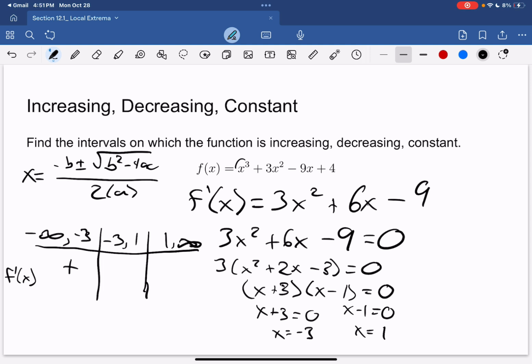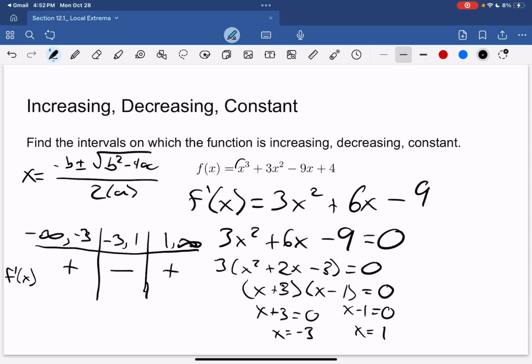Okay. Now I'm going to pick something between -3 and 1. Between -3 and 1, the easiest value would be 0. So 3 times 0 squared plus 6 times 0 minus 9, that's negative. Okay. And then I pick my favorite positive number, something between 1 and infinity. Plug it in, I square it, it's positive, plus a positive, minus a small negative. So the value of that would be positive.